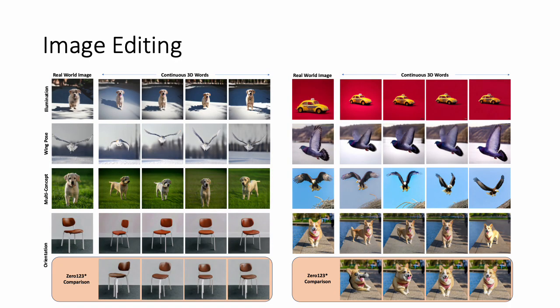Finally, continuous 3D words can also be applied for image editing simply by encoding a real-world image with an extra rare token via DreamBooth. Then we only have to use that token in conjunction with our continuous words to generate the edited image. We show 8 examples in this figure, changing illumination, wing pose, and object orientation.